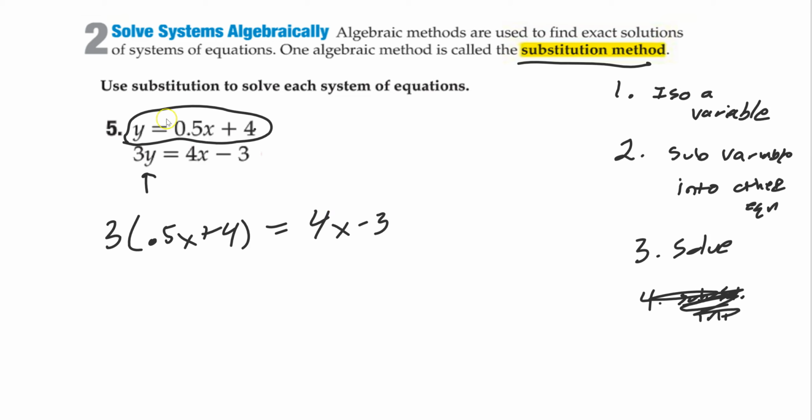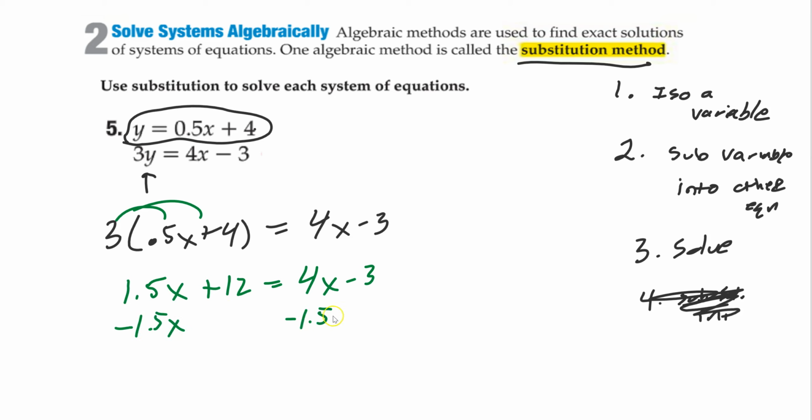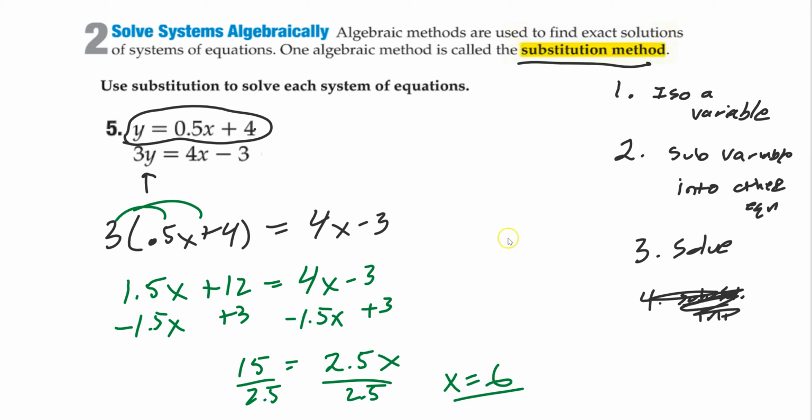Alright, substitution. You get a variable by itself, isolate it, and then you plug it in for that variable in another equation. Now we just solve. It's mathematics. You distribute, get 1.5x plus 12 equals 4x minus 3. Let's subtract the 1.5x from both sides. Add 3 to both sides. You get 15 equals 2.5x. Divide by 2.5. And I get x equals 6. 15 divided by 2.5 is 6.